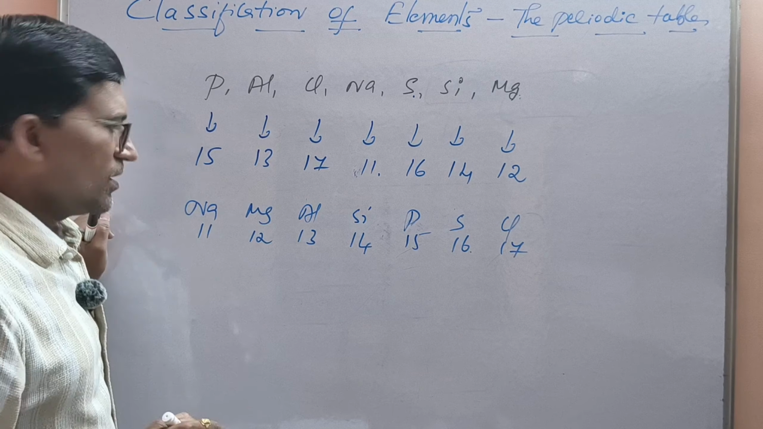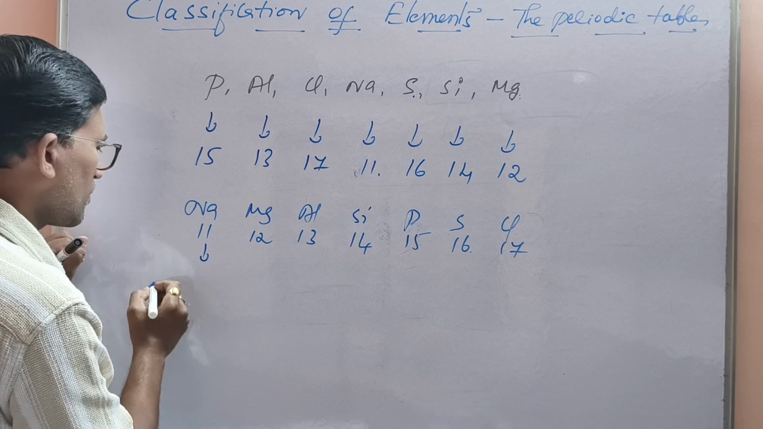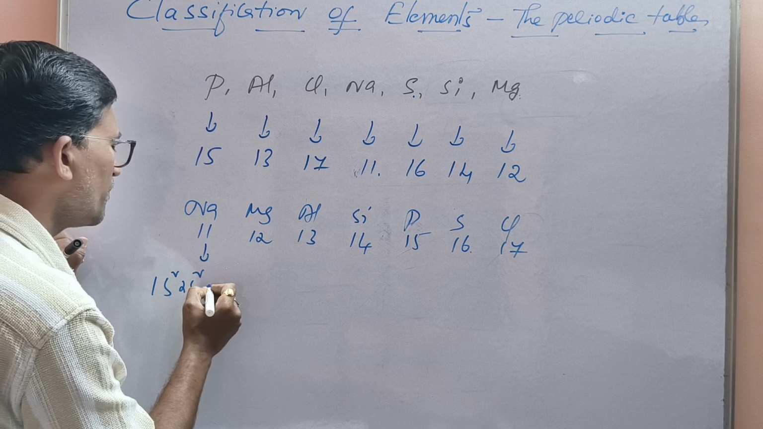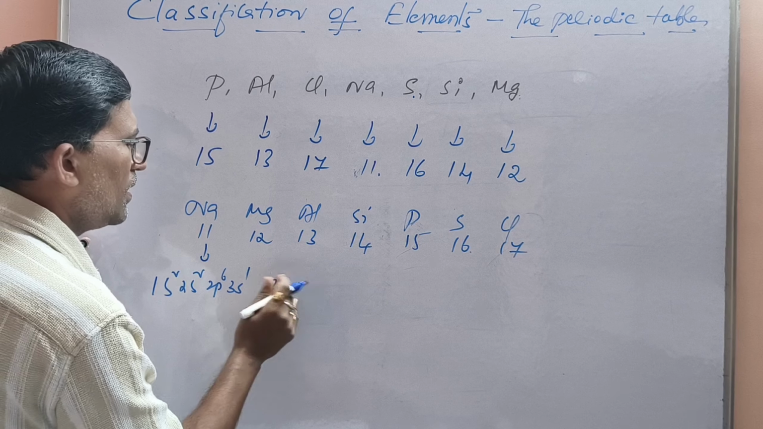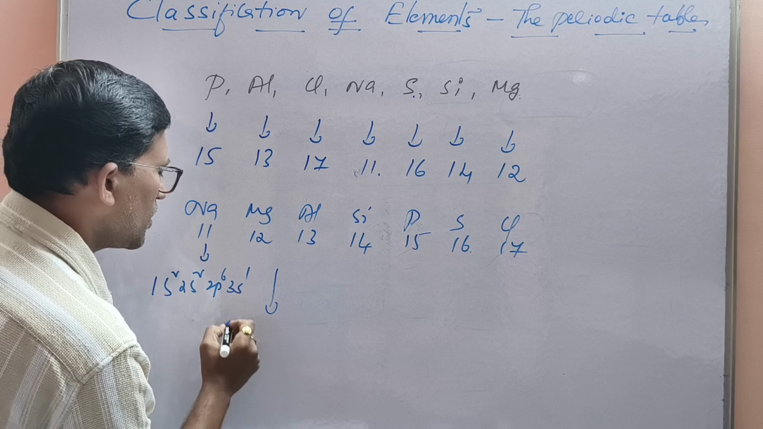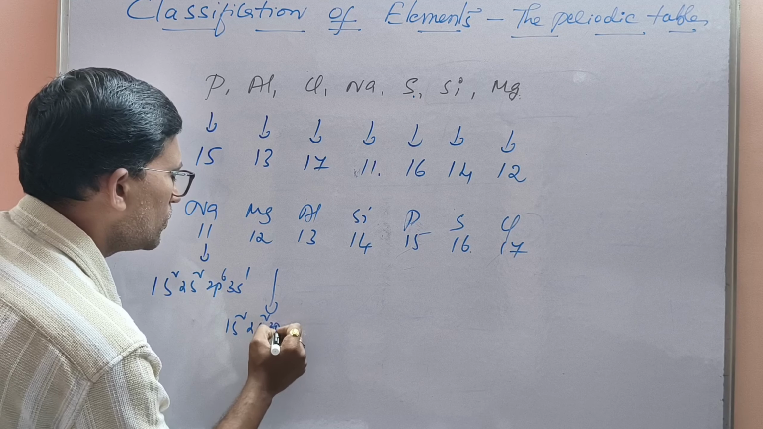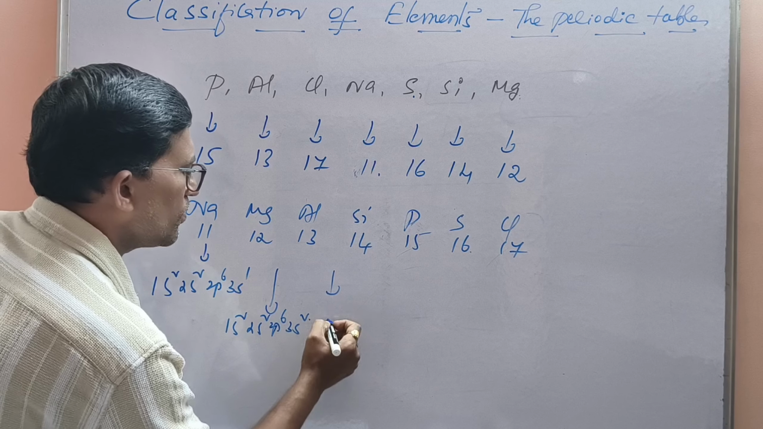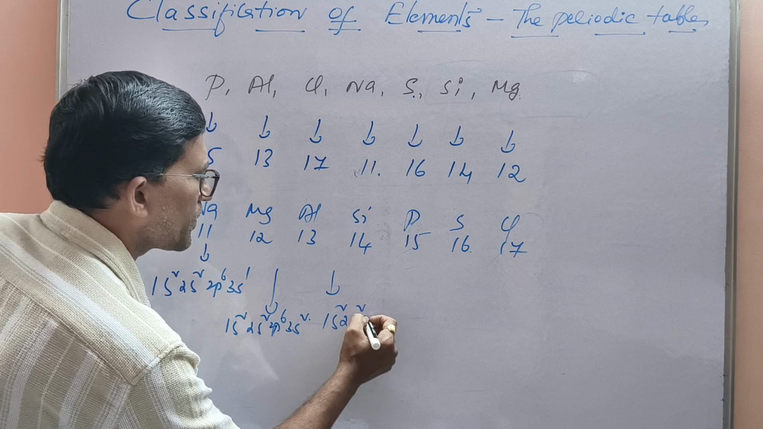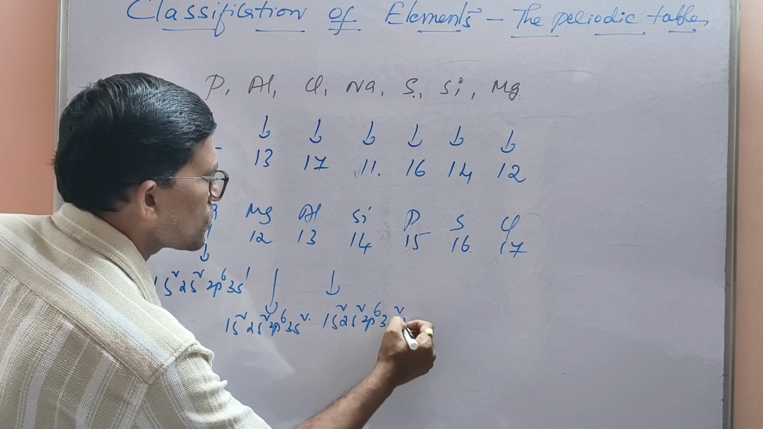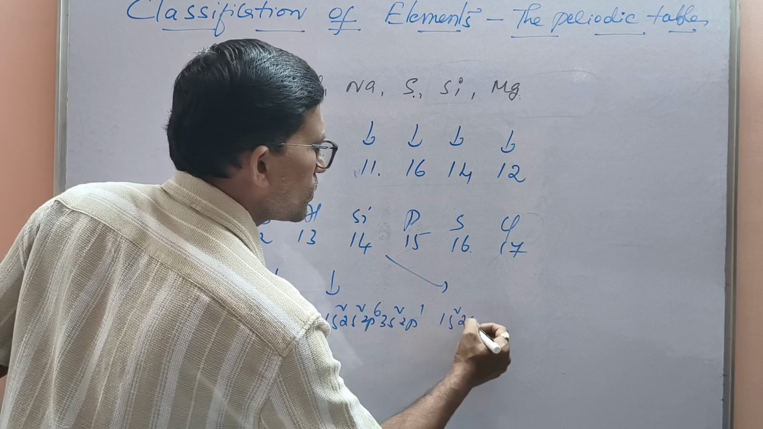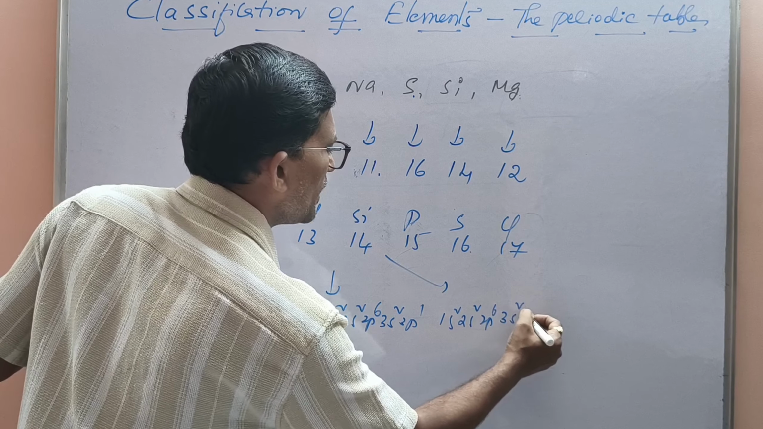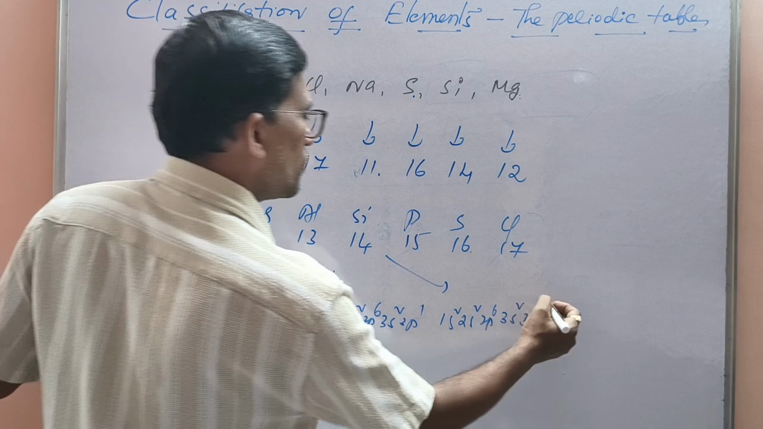Now you need to think about configurations. For sodium, atomic number 11, with 11 electrons, the configuration is 1s2, 2s2, 2p6, 3s1. Magnesium, 12, is 1s2, 2s2, 2p6, 3s2. Aluminum is 1s2, 2s2, 2p6, 3s2, 3p1. Silicon is 1s2, 2s2, 2p6, 3s2, 3p2.